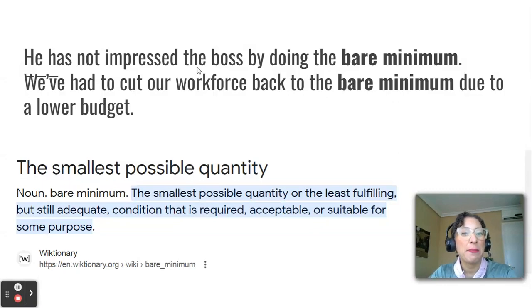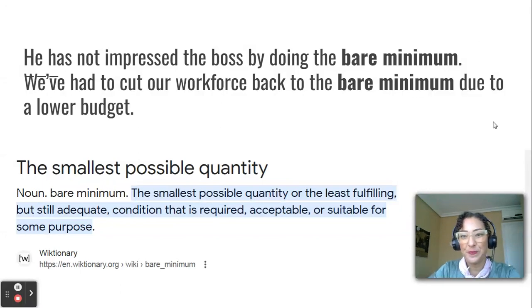So he has not impressed the boss by doing the bare minimum. The boss would be impressed by someone who does the minimum and extra work. We've had to cut our workforce back to the bare minimum due to a lower budget. So this implies that due to a lower budget, the company could not pay for some of the employees who were extra. So they've had to maybe lay off some people. That means cut our workforce, lay off some workers, and just have the smallest possible number of workers.